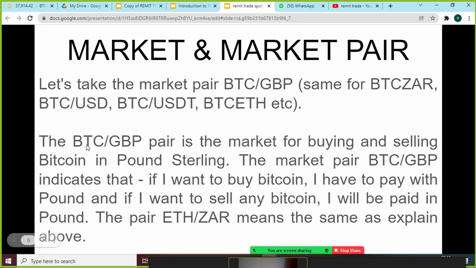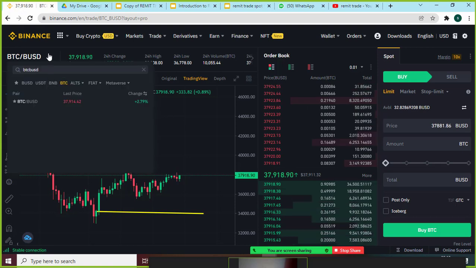The same thing if it is BTC NGN. If it is BTC NGN, that's Nigerian Naira. It means that if you want to buy Bitcoin, you have to pay with Naira, and then if you want to sell Bitcoin, you'll be paid in Naira. That's what it means. So if I go here, if you look at this pair, BTC BUSD, this pair means that if I want to buy BTC, I will use BUSD to buy it. And if I sell BTC, I will get BUSD in return.